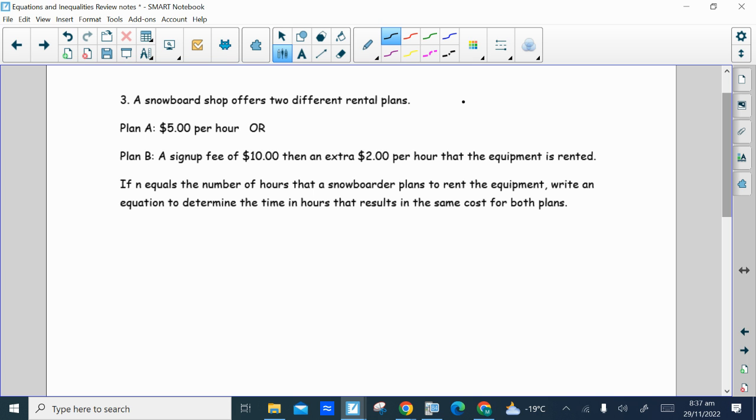We are told that n will be the number of hours that a snowboarder plans to rent the equipment. So for plan A, it's just a flat rate of $5 per hour. So that would be 5n. And that must equal the amount in plan B, which is $10 plus $2 per hour. And again, n is the number of hours. So there is our equation that we need to solve.